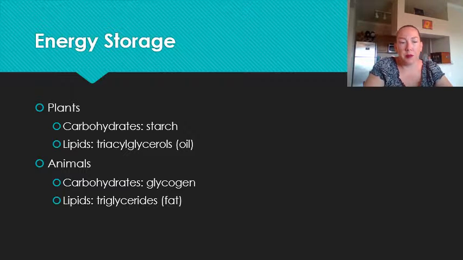In animals, our carbohydrate storage molecule is something called glycogen, and it's similar to starch. It's monosaccharides, but instead of being a straight chain, it's a highly branched molecule. So it's not quite as neat and tidy, but it works very well for us. We also, of course, store lipids. I'm sure you're all aware of this, in a molecule called triglycerides.